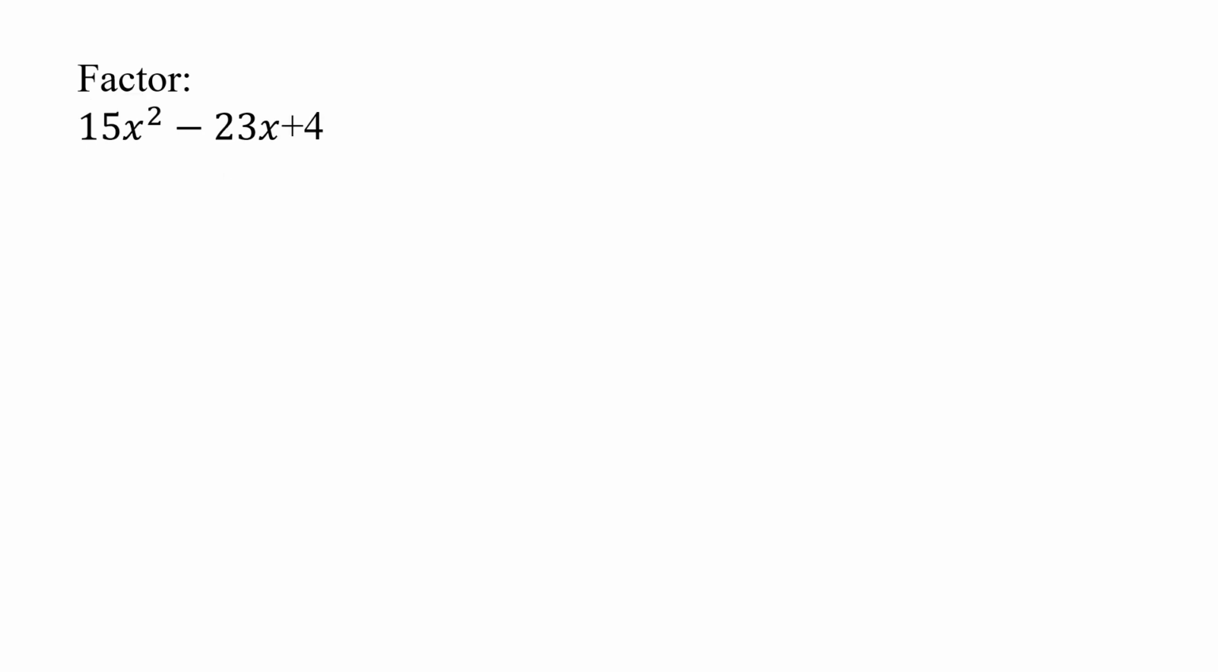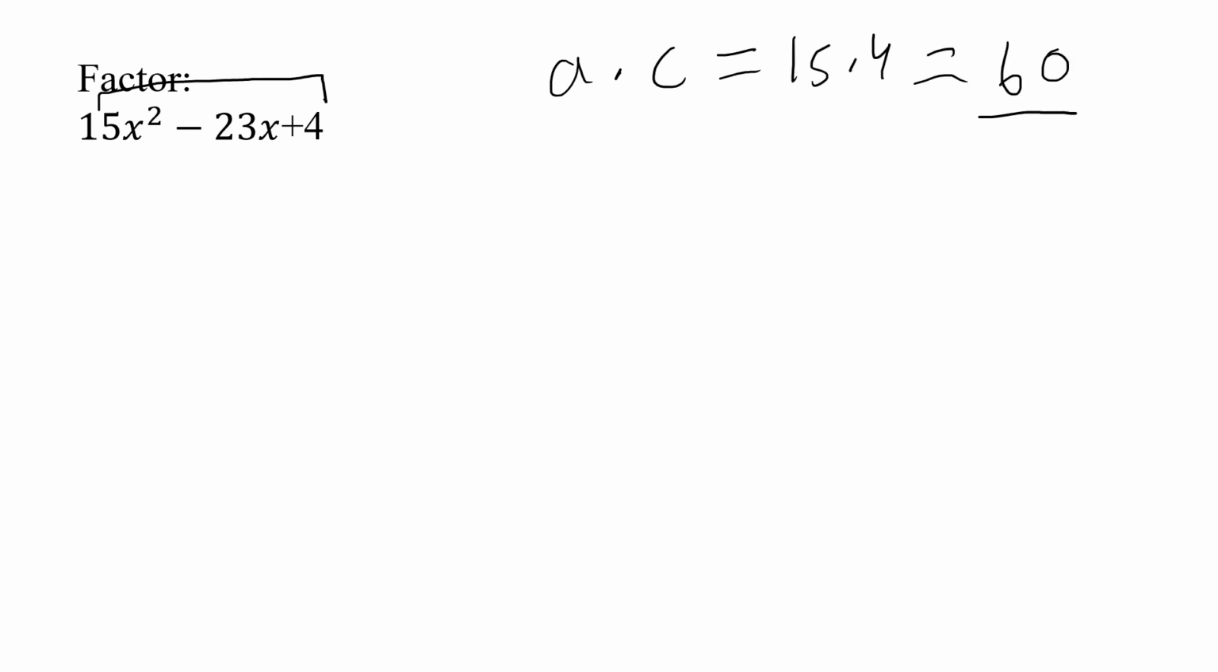All right, let's do another example where not everything's positive. So just like normal, we got to use our AC method because A is not 1. A times C was 15 times 4, which happens to be 60, positive 60 this time. So now we need two numbers that multiply to be positive 60 and add to be -23.